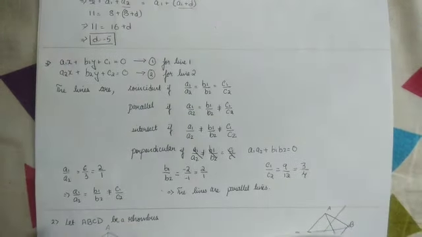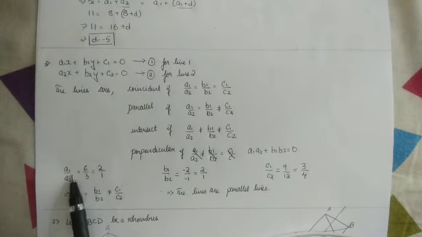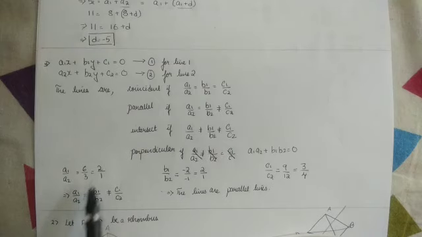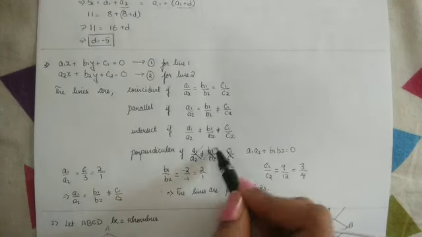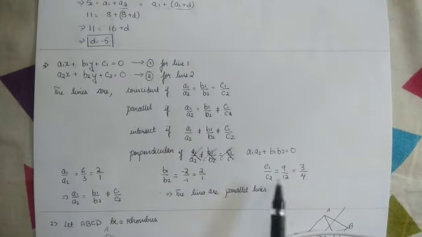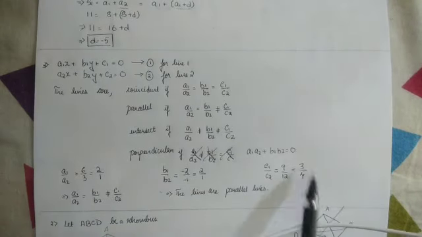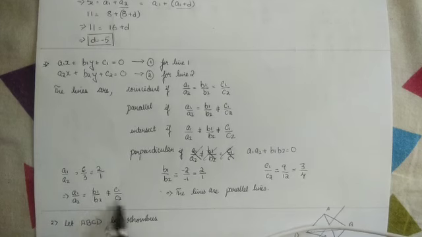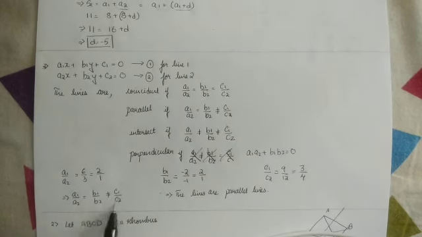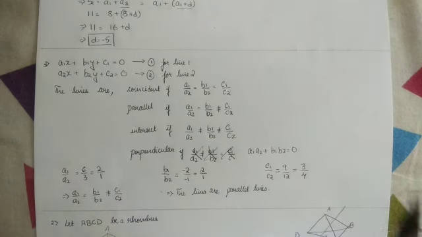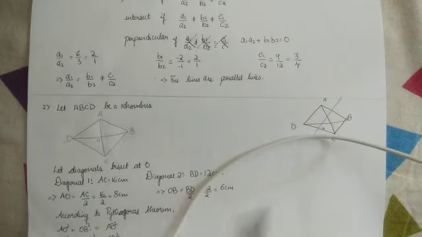Now on calculating, according to the question, A1 by A2 is 6 by 3, that is 2 by 1. B1 by B2 is minus 2 by minus 1, that is 2 by 1. Now C1 by C2 is 9 by 12, that is 3 by 4. So according to the condition of parallel lines, A1 by A2 is equal to B1 by B2 and is not equal to C1 by C2. So the lines are parallel lines. Moving on.